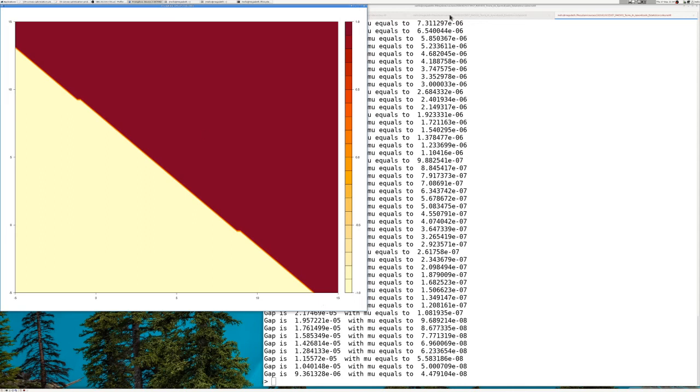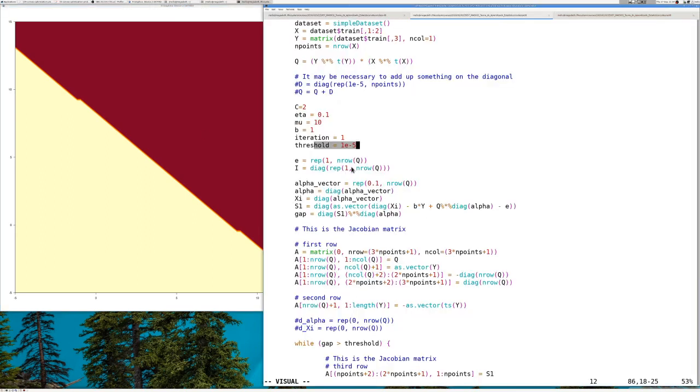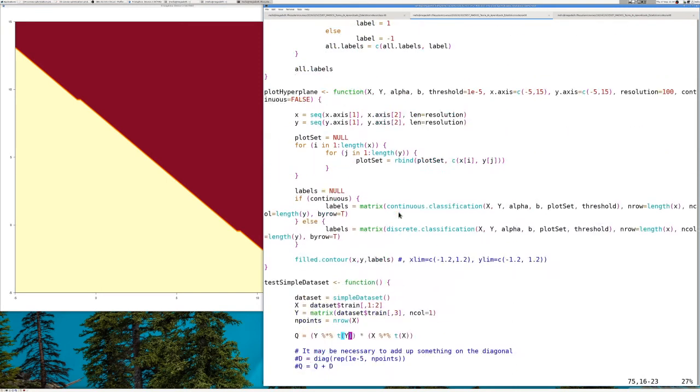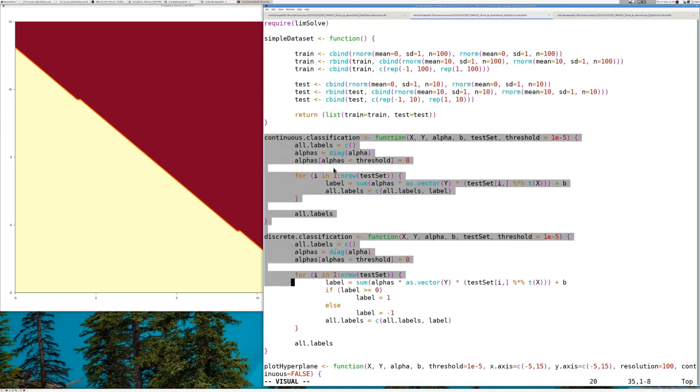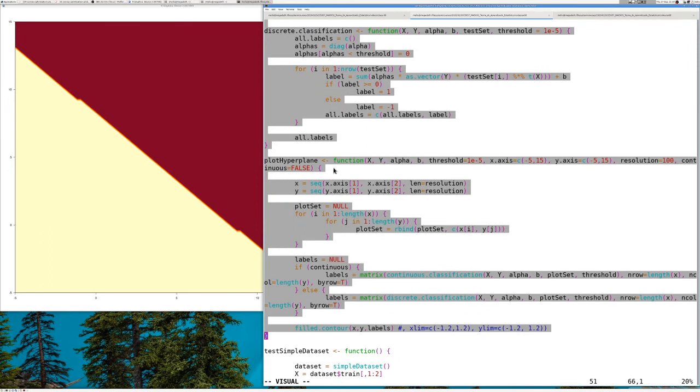Guys, sorry for my plots. My plots are not the best. All the plots can be seen in the functions I wrote up here, guys. Continuous classification, discrete classification, and plot hyperplane. I'm not good with those plotting things, but please take a look.